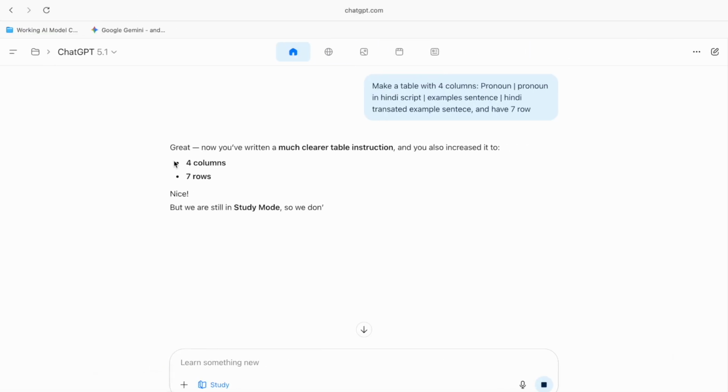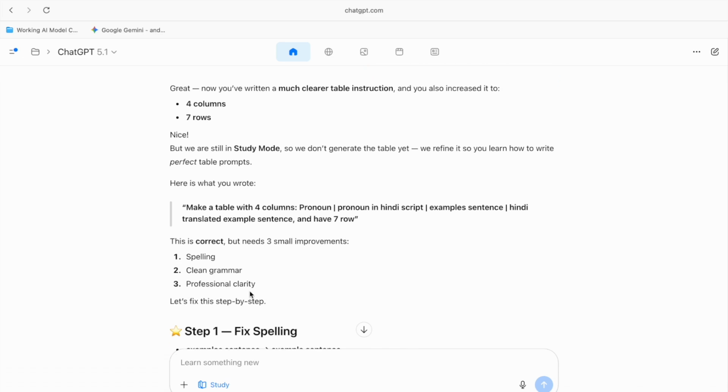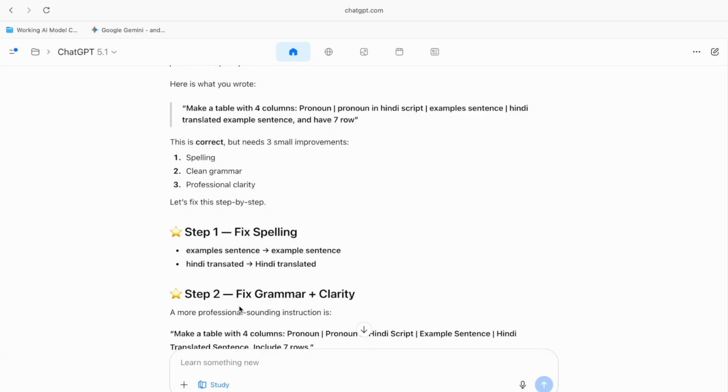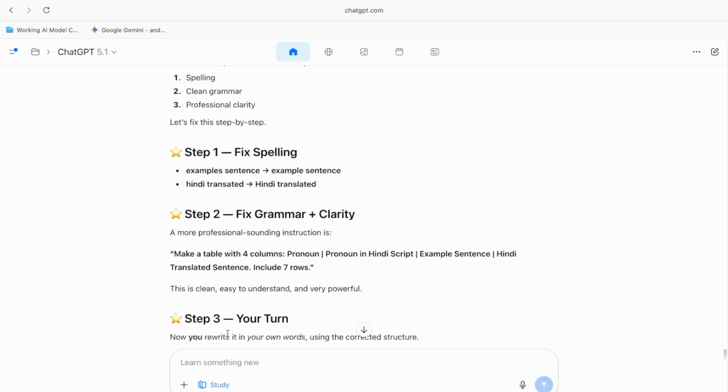I already waste all the time. So, you have now written a much clearer table instruction, and you also increased it to 4 columns and 7 rows. Nice, but still in study mode, so we don't generate the table yet. We refine it so you can learn how to write a perfect table prompt. The correct one needs 3 small improvements: spelling, clean grammar, professional clarity. Okay, let's fix it. A more professional sounding instruction is: make a table with 4 columns: pronoun, script, example sentence, Hindi translated sentence. Include 7 rows. This is clean, easy to understand and very powerful.